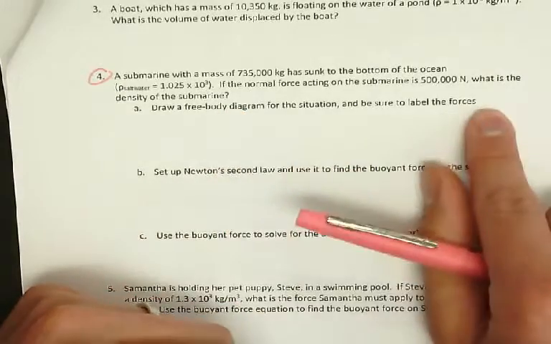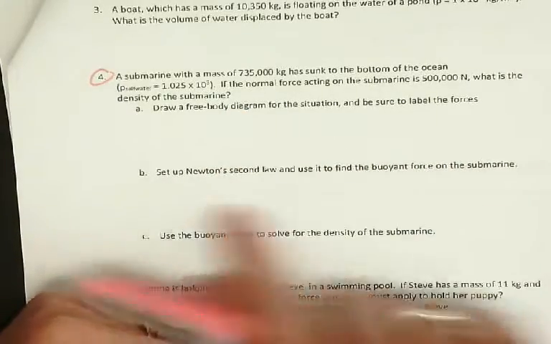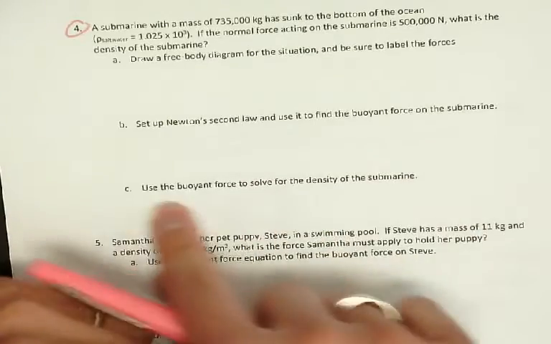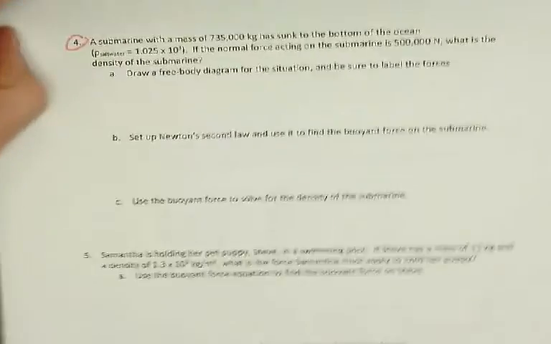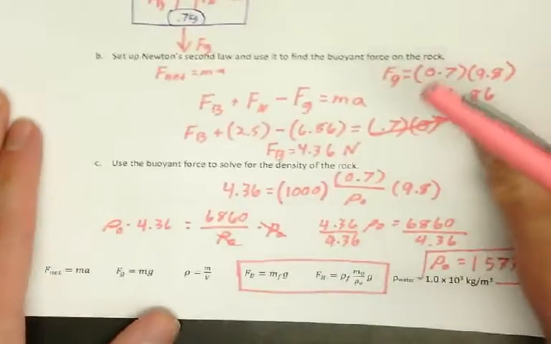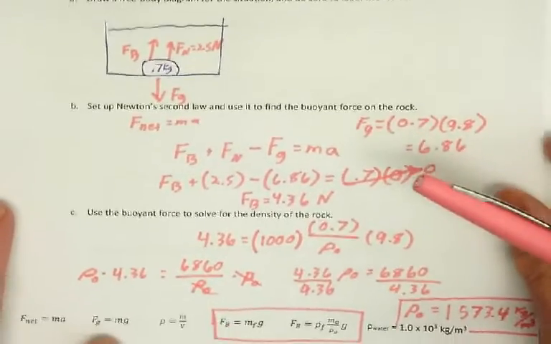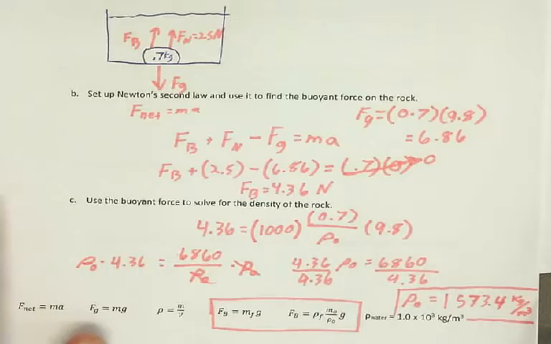Okay, draw the diagram, label the forces, set up Newton's second law, find buoyancy, use that to find density. So I will come around and see what questions you have. I'm going to leave my example up here on the screen so you can follow along with it. But try that one problem. See if you can figure it before we go here. You've got about 5 minutes. I think you can probably do that. Me with my long-winded explanation.